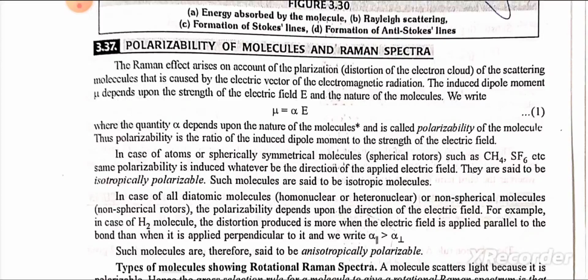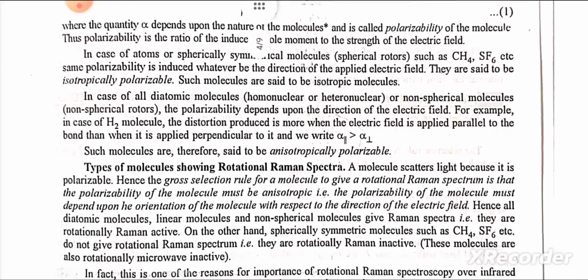In case of all diatomic molecules, homonuclear or heteronuclear, or non-spherical molecules, non-spherical rotors, the polarizability depends upon the direction of the electric field. For example, in case of the H2 molecule, the distortion produced is more when the electric field is applied parallel to the bond than when it is applied perpendicular to it, and we write alpha parallel is greater than alpha perpendicular. Such molecules are therefore said to be anisotropically polarizable.